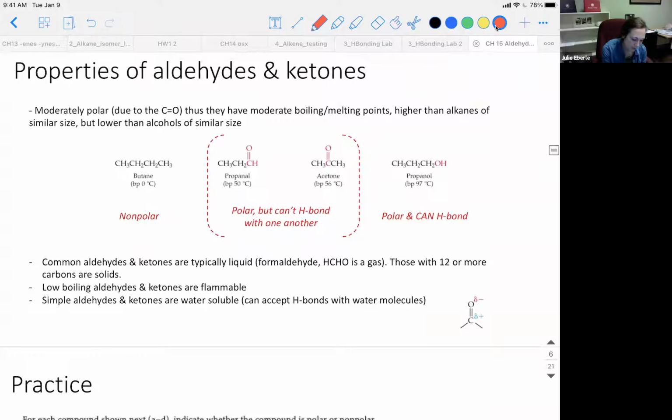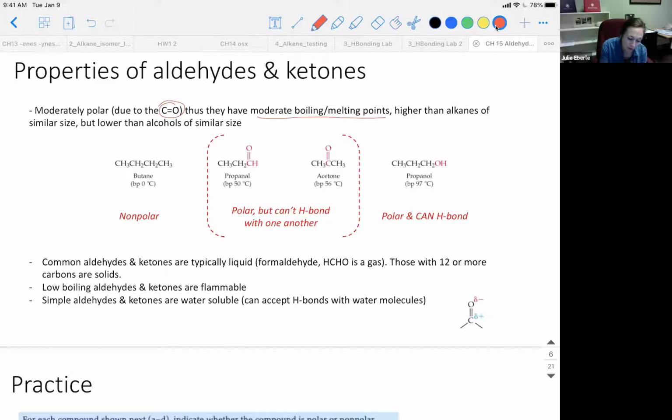Okay, they're moderately polar because, again, you have this electronegative oxygen on your carbonyl carbon, but it also depends on just the size of things. You can have huge hydrocarbon chains bonded off your carbonyl carbon, and the bigger the hydrocarbon portion is, the more alkane-like and non-polar it is. But relatively small aldehydes and small ketones are pretty polar compounds. So moderately polar, thus they have moderate boiling points and melting points.